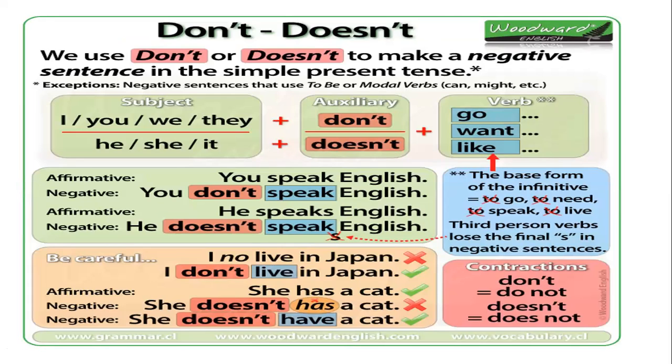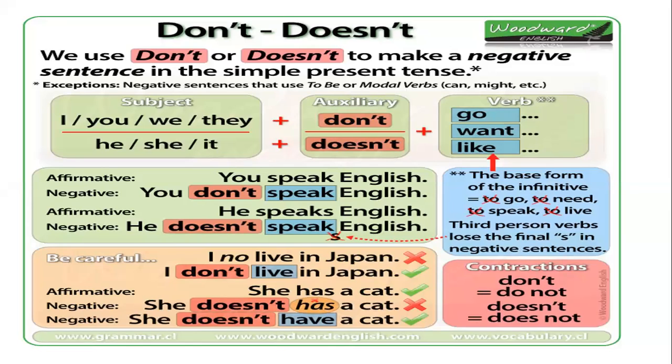We use don't or doesn't to make a negative sentence in the simple present tense. I mean, we use, right? Utilizamos el auxiliar don't, ¿verdad? O el auxiliar doesn't para hacer una oración en negativo en el presente simple. La única excepción, the only exception is when we use the verb be. Cuando utilizamos el verbo to be o los modales can, que decimos cannot.